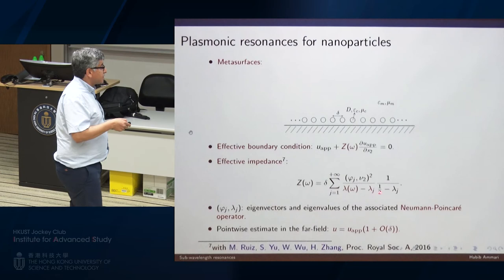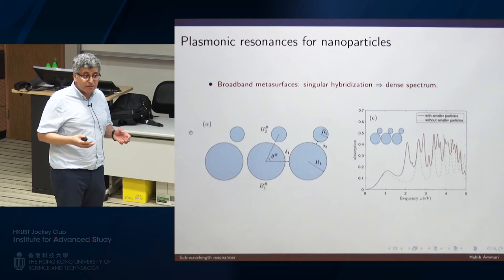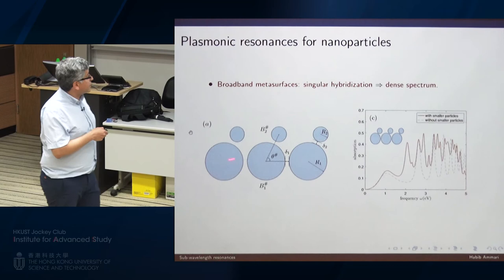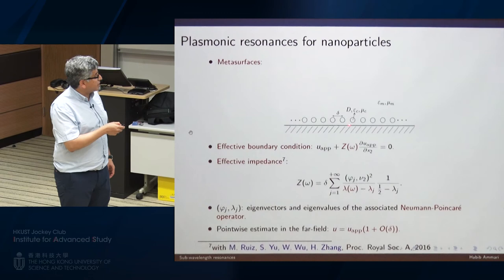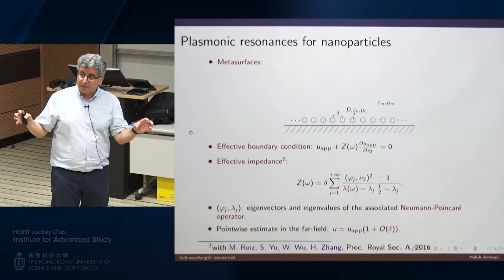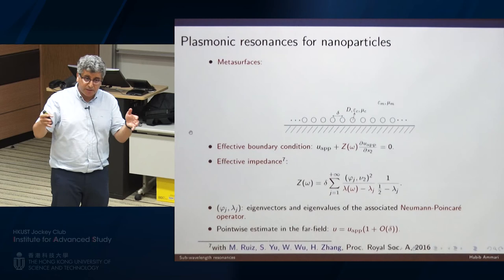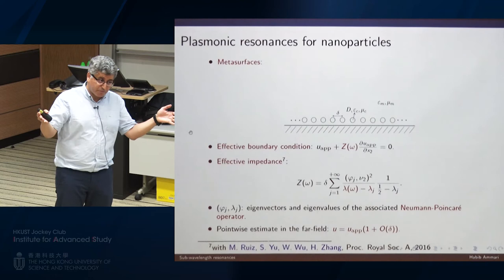So you should hybridize structures, and using this, I showed the singular hybridization scheme. So you take plasmonic particles. Here there was some separating distance, but you take two of them and then you repeat this periodically. You will get a denser spectrum than having only one repeated periodically. You take three, you get a denser spectrum because of the hybridization. Every eigenvalue will be split into other eigenvalues, 2, 3, 4, 5.